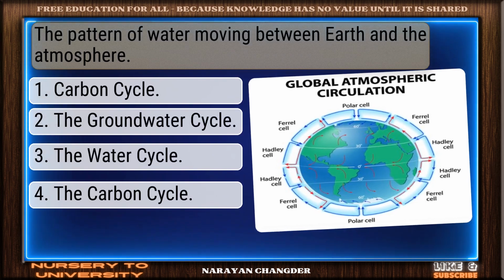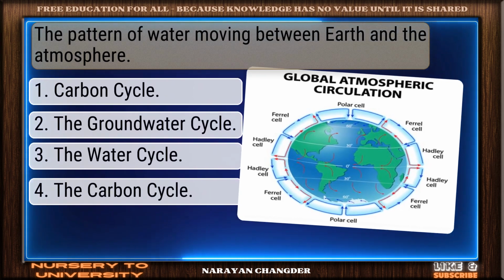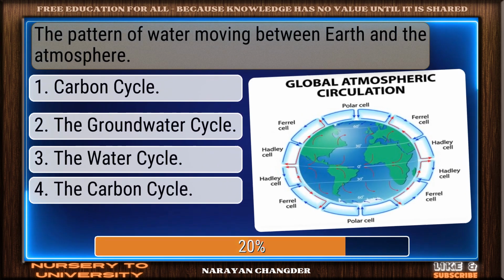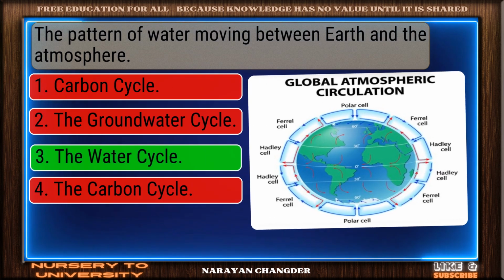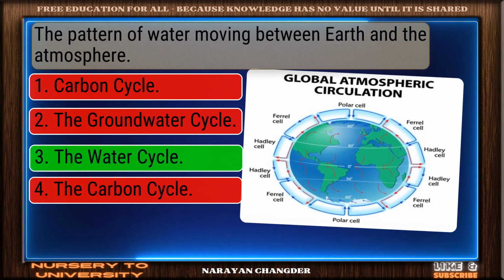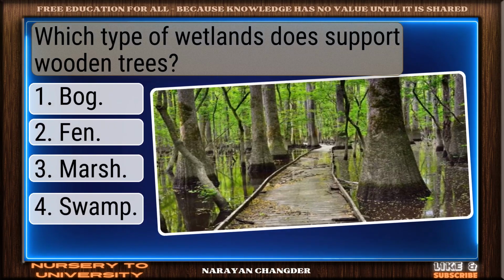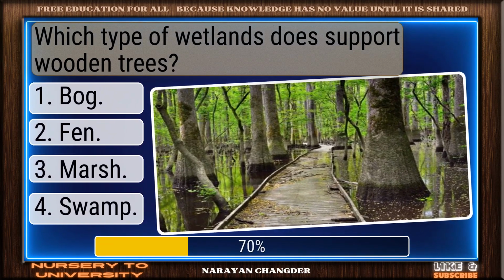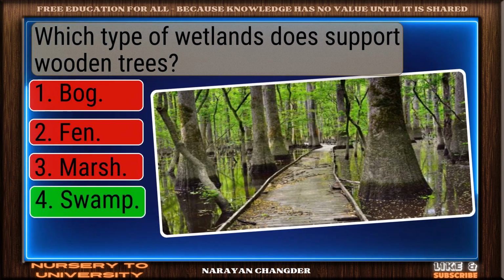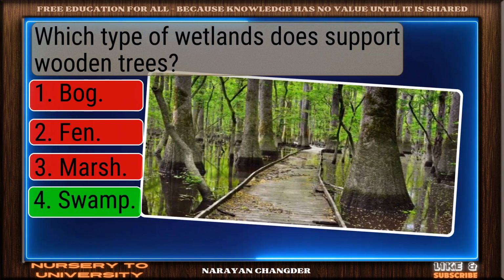The pattern of water moving between Earth and the atmosphere. Nicely done. The water cycle is a solid answer. Which type of wetlands does support wooden trees? Sharp thinking. Swamp is the right choice.